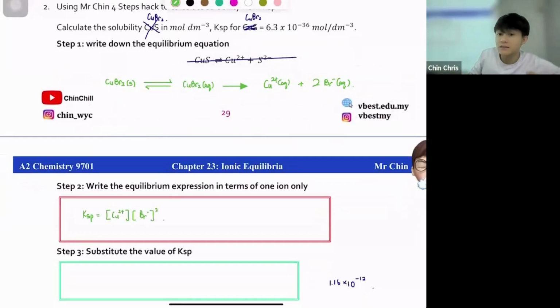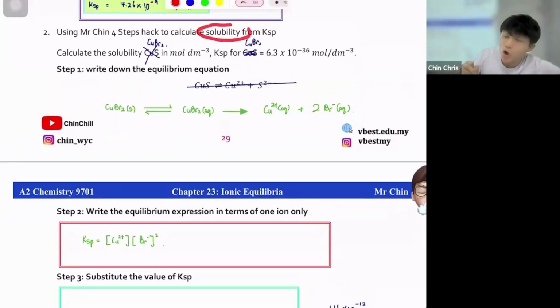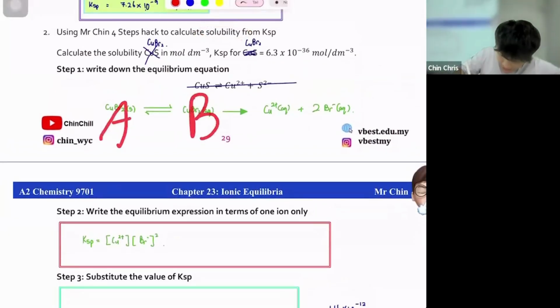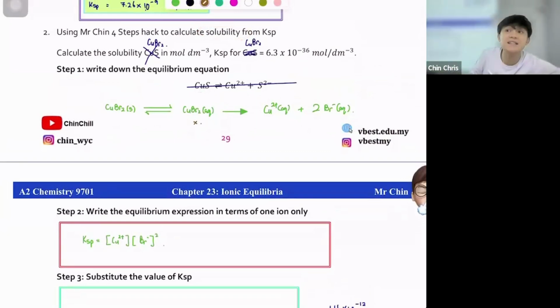Correct. Next. I have my Ksp value, but what they want you to find is solubility. A, B, C, D, which one are you looking at? B, not A, please. So it's B. I just put it as x. Which means Cu2 plus is also x. Br minus is 2x. If you pay attention, I'm going to mention it one time. This is 2x.